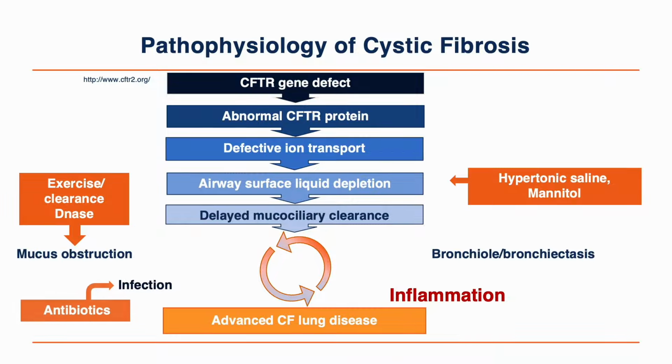Lots of antibiotics have been developed over the last several decades for infection, and those are used by both inhalation, oral, and intravenous routes to treat patients with CF when they have infections. If we then move back up the cascade, the newest kid on the block, if you will, is treatments that address the abnormal CFTR protein, and CFTR modulators like ivacaftor or the triple drug combination, ivacaftor, tezacaftor, will help restore the abnormal CFTR protein and allow for better ion transport.